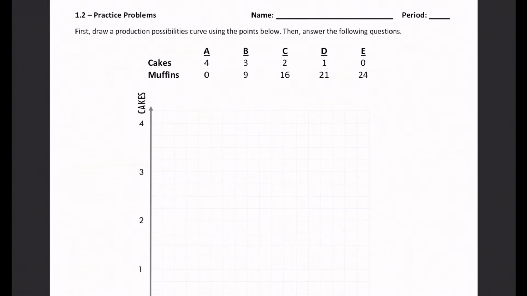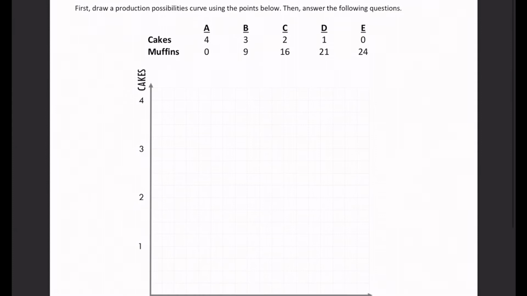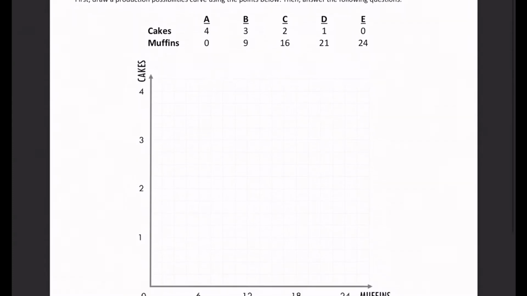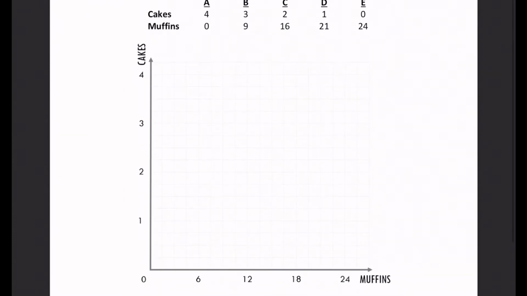So here we have a production possibilities practice, and we have cakes and muffins. Let's say we're making cakes and muffins, and as the directions say, draw the production possibilities curve using those points below, and then answer the following questions. So what we need to do first is take these points and plot them out on our graph.